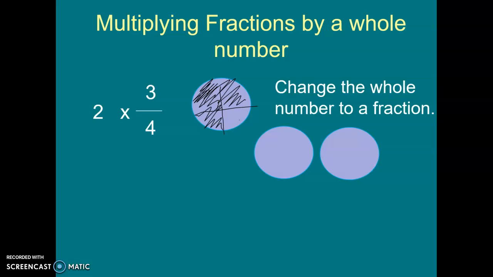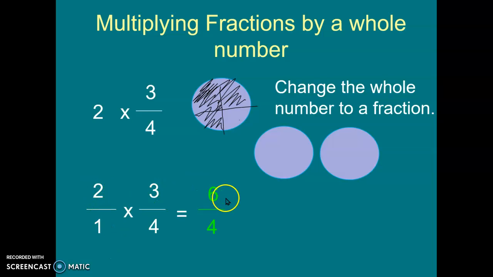We have 2 whole circles, and they are 2 pies, and they're just one big piece, right? So 2 is the same as 2 over 1 because how many pieces are they cut into? Well, they're not cut, so they're just one big piece, and there's 2 whole pies. Now I multiply that by 3/4. Now, like we said, you just go straight across.